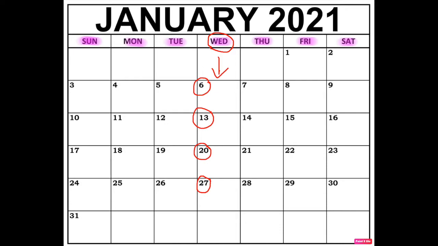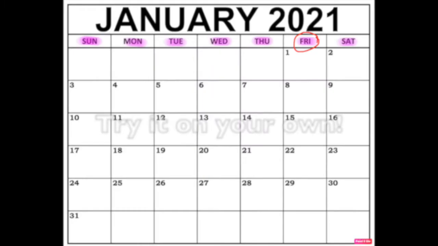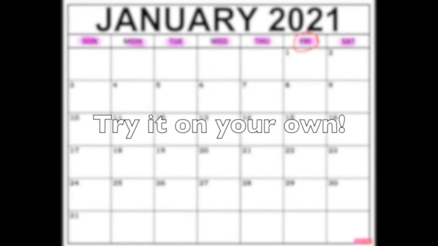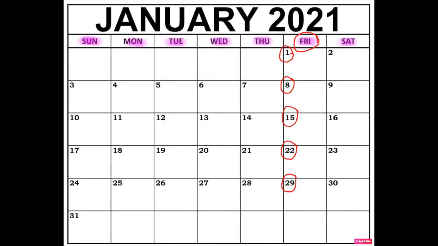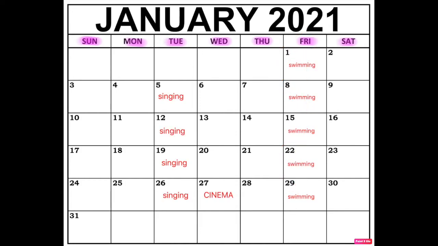Now, how many Fridays are there? Try it on your own first. Good. There are 5 Fridays. The 1st, the 8th, the 15th, the 22nd, and the 29th. So 5 altogether.